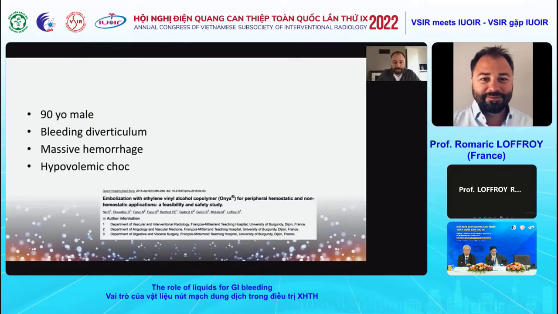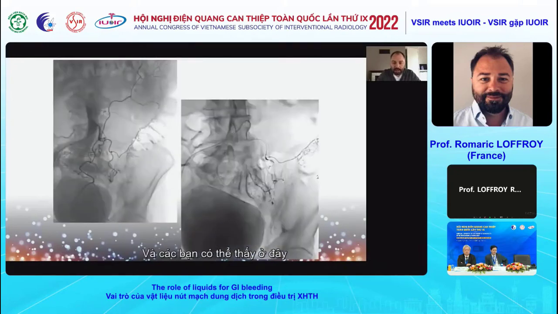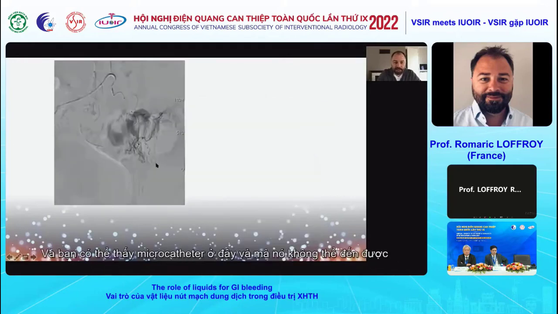So here, an old patient with a bleeding diverticulum and massive hemorrhage, and you can see here this small extravasation from a sigmoid branch of the inferior mesenteric artery, and you can see the microcatheter.